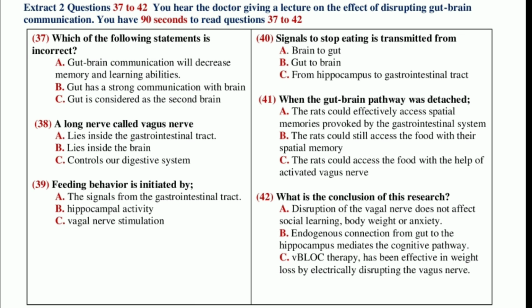The study revealed that when this gut-brain pathway was detached, the rats displayed impaired episodic and spatial working memory. That means the rats could not effectively generate and access spatial memories provoked by the gastrointestinal system. With this disrupted pathway, a fascinating link between our gut and memory is hypothesized.